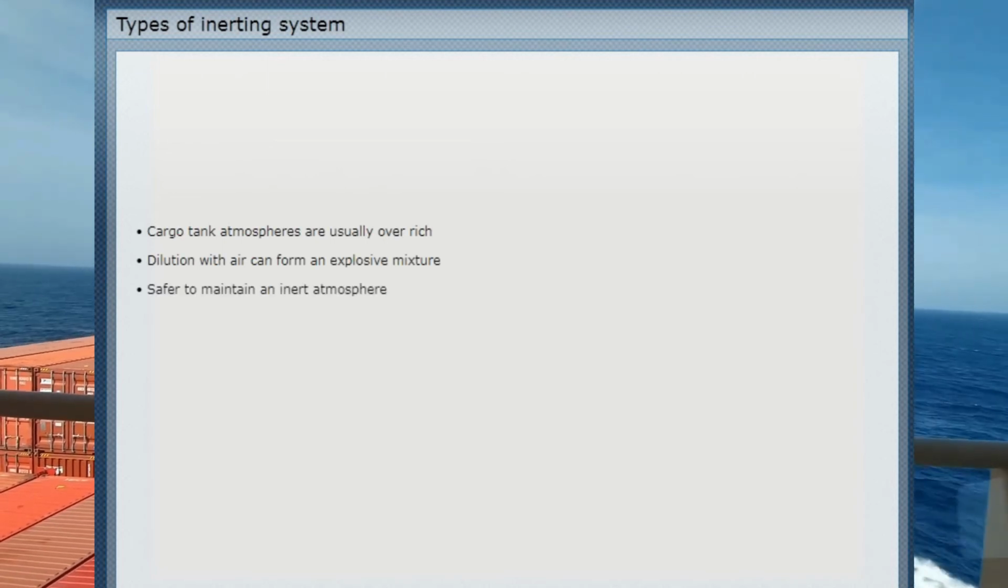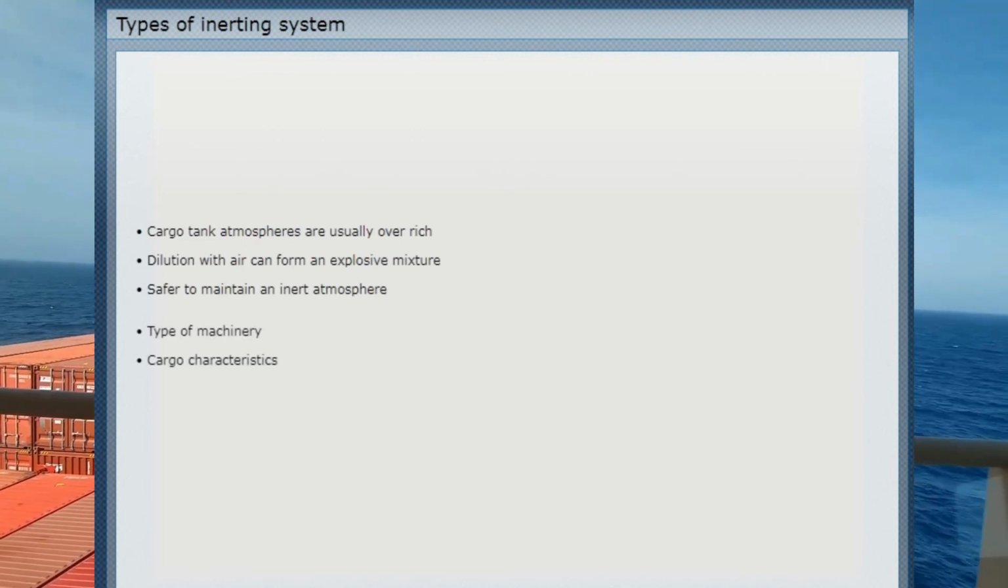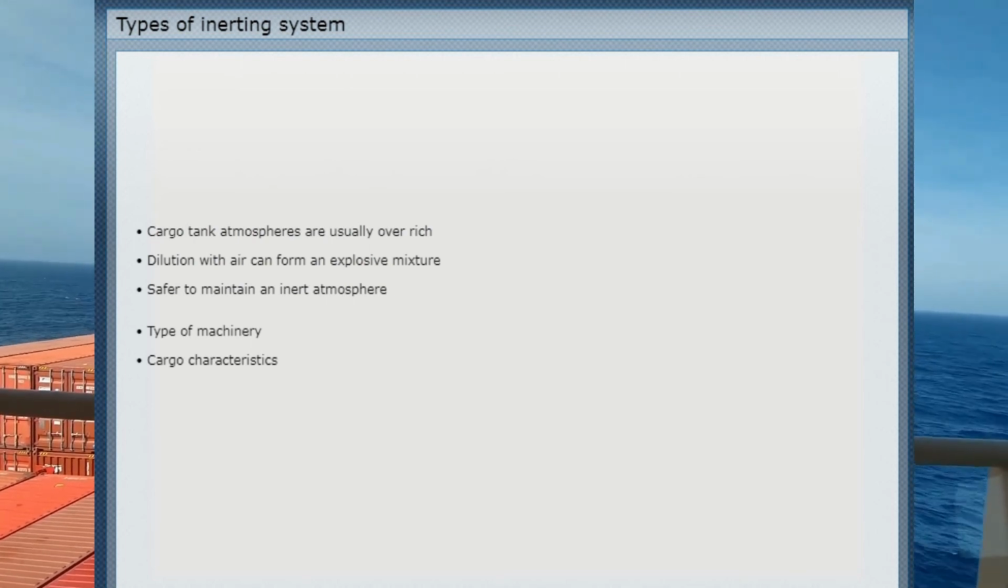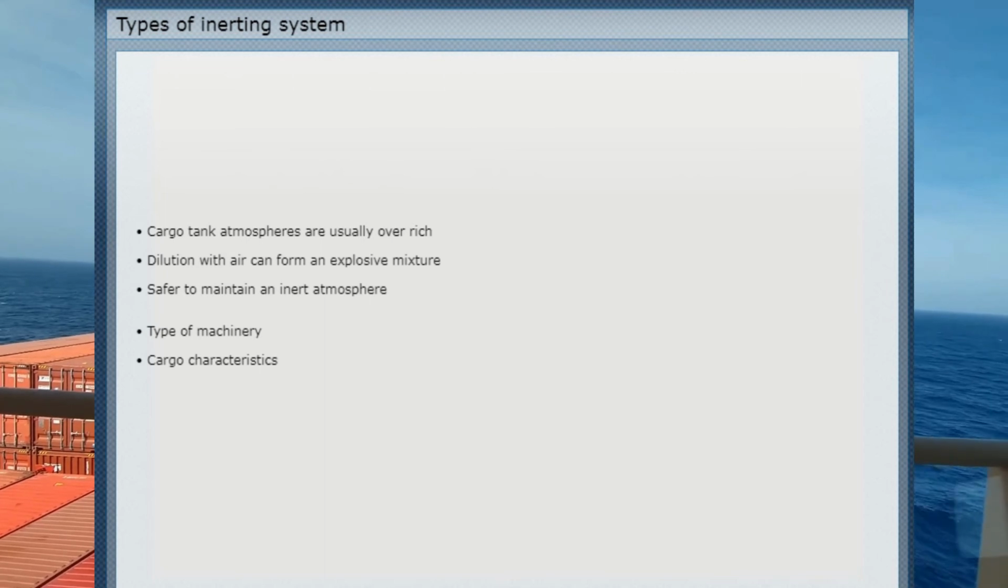There are different systems available to provide inert tank atmospheres on board ship. The choice of system for a particular vessel is determined by such factors as the machinery installation and the cargo characteristics. The main types of system are shown here, and you can click on the hotspot to learn more about each of them.